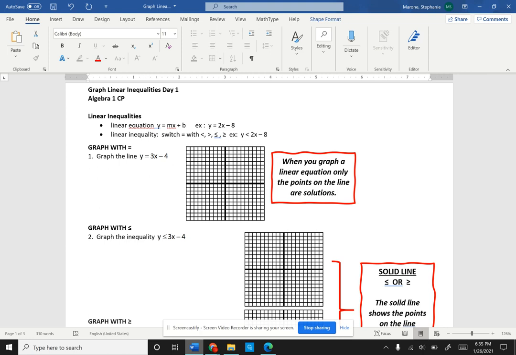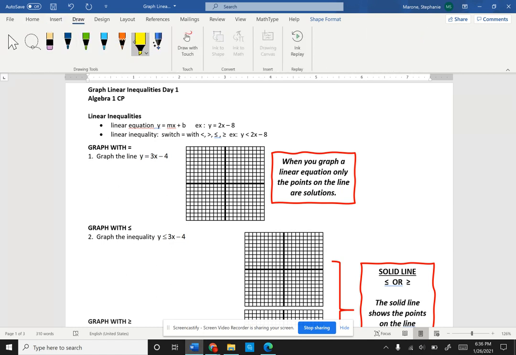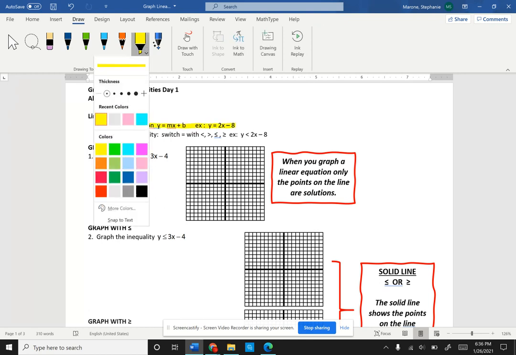Today we're going to graph linear inequalities. A linear equation is y equals mx plus b, as this first one is. So y is equal to 2x minus 8 is a linear equation. We can graph that. We know how to graph those.